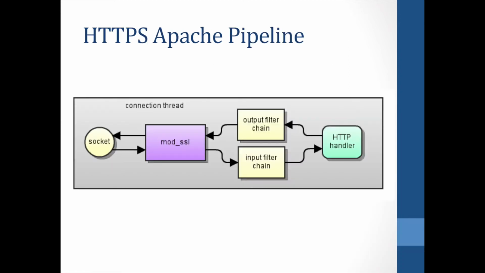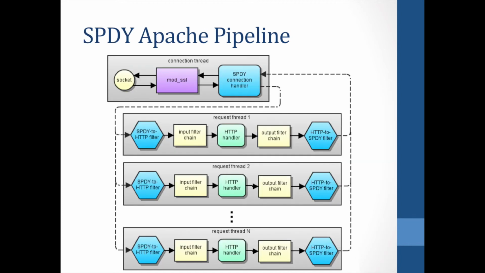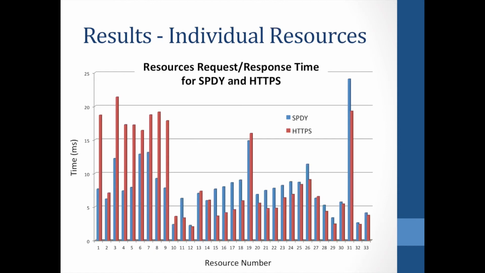So since it's over Apache, what we're going to do is explain the Apache pipeline, which is one HTTP handler per socket, whereas the SPDY Apache pipeline is multiple handlers per one socket. And they do this using this thread pool that you can see down here at the bottom, and still using mod_ssl. So what are the results of me going to this webpage?